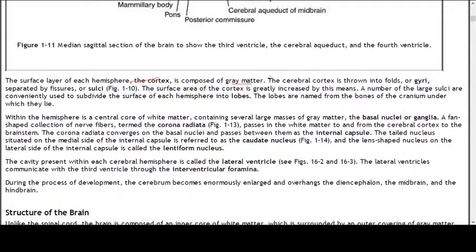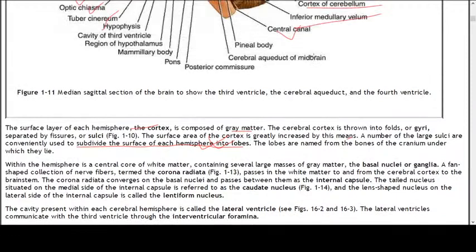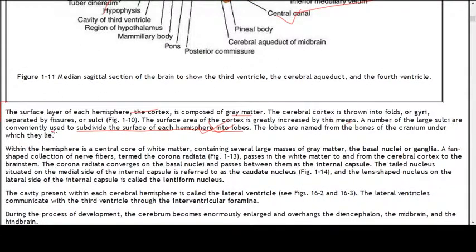The cerebral cortex is thrown into folds, therefore giving the gyri, separated by fissures or sulci. By this means the surface area of the cortex is increased. A number of large sulci are conveniently used to subdivide the surface of each hemisphere. It is subdivided basically by human beings as a means of studying different parts of the brain. I'll be talking about it just after I study this.